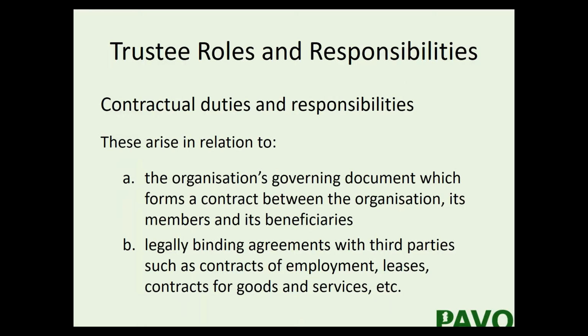Contractual duties and responsibilities are what the organisation's governing document tells you. It's forming basically a contract between the organisation, its members, and its beneficiaries. It is a contract between you and the people that you're seeking to help in terms of how you go about delivering things. This is why I tend to bang on about governing documents quite a bit, because it's the basis from which all organisations are formed.